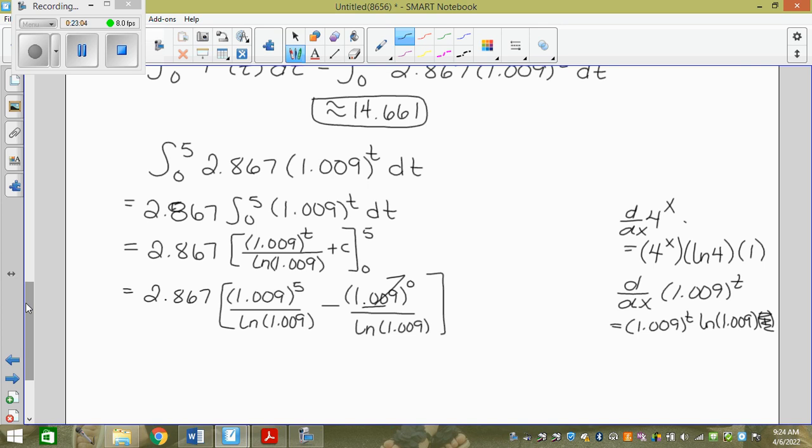I can't do anything else. That is a whole bunch of numbers I cannot do. Yes, you could go 1.009 to the 5 minus 1 over ln 1.009. Absolutely. I didn't see that, but yeah, totally can. So we'll write that out.